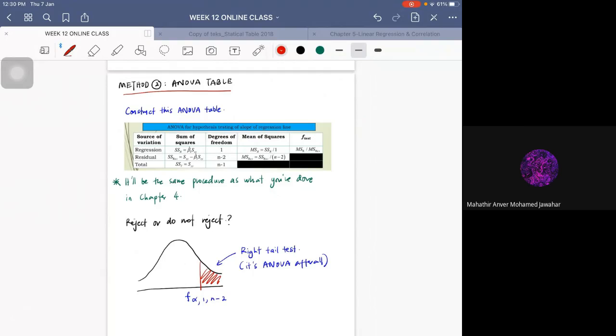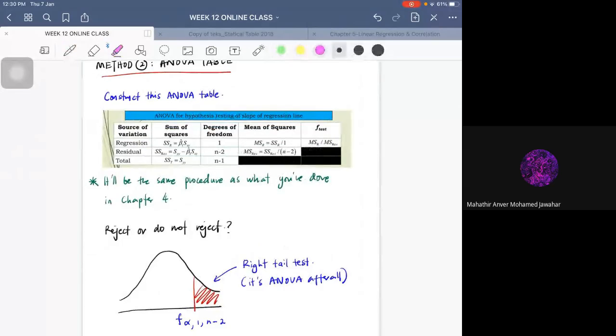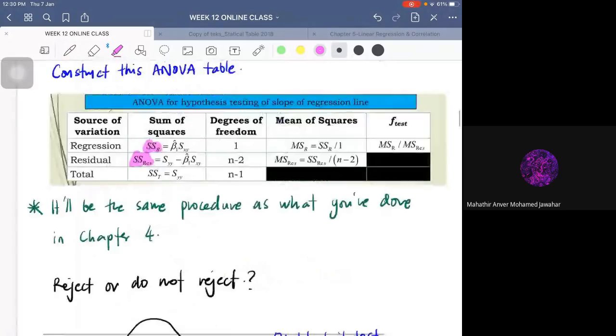So if you understand what you have done in chapter 4, this ANOVA table is going to be a piece of cake for you. But of course, the formula is going to be a little bit different. The difference is only going to be on how you find the sum square regression and also the sum square residual. For sum square regression, the formula is given by beta 1 hat Sxy, and for the sum square of residual, it's given by Syy minus beta 1 hat Sxy. So that is the formula for the sum of squares for regression and residual. And of course, sum square total is going to be given by Syy.